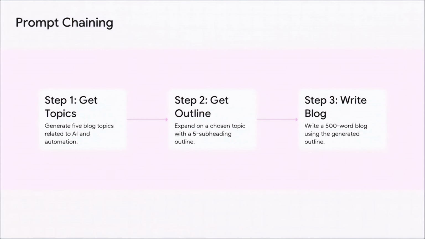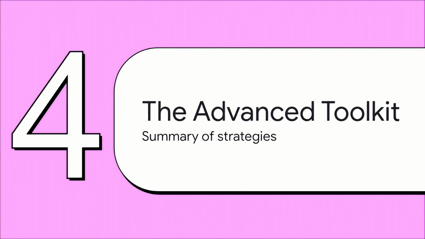And here is prompt chaining in action. Instead of one massive, high-stakes prompt like write a blog post, you break it down. Step 1, generate some ideas. Step 2, pick one and build an outline. And step 3, write the article using that outline. See? Each step builds on the one before it, giving you way more control and a much, much better final product.